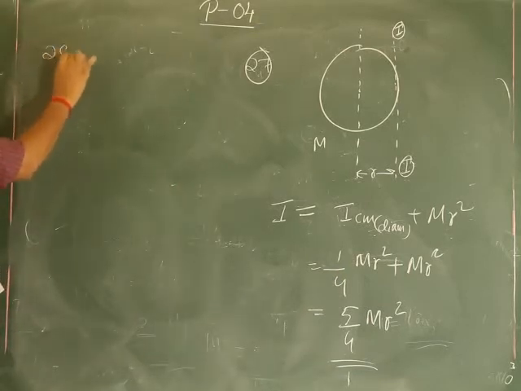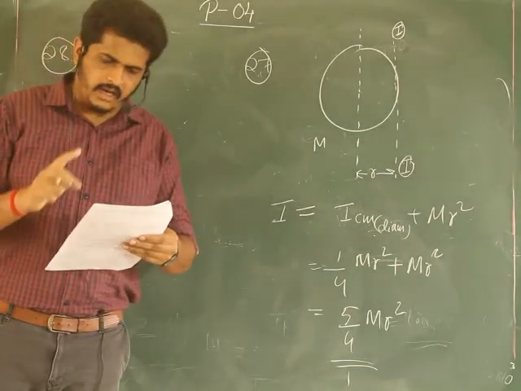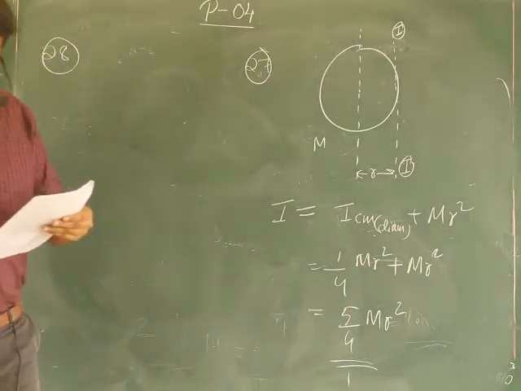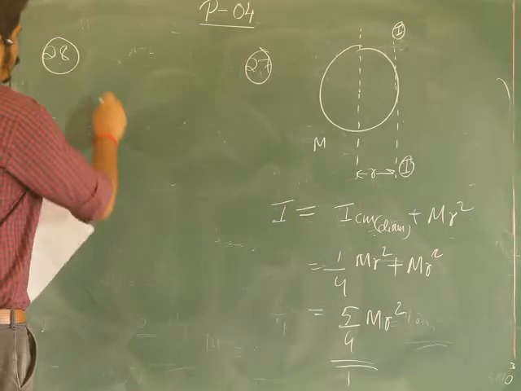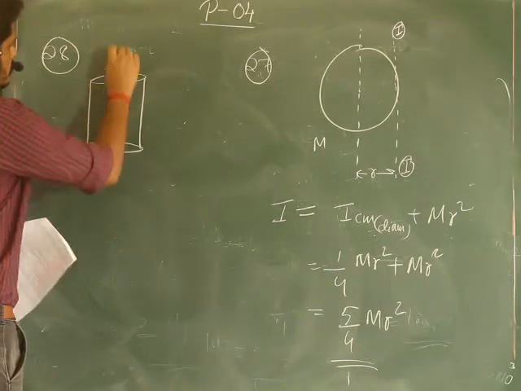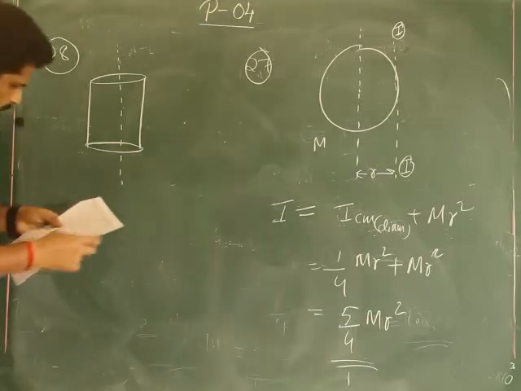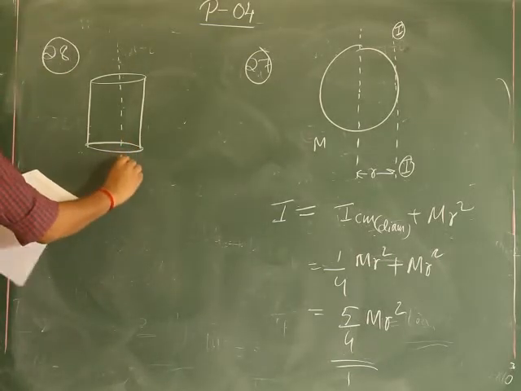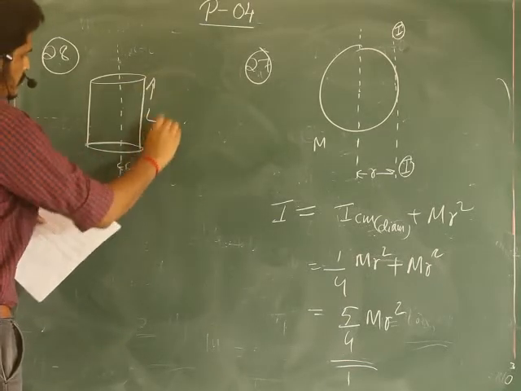Question number 28. The question is, a uniform cylinder has a radius r and length L. The moment of inertia of the cylinder about an axis passing through its center normal to the circular face. The cylinder is there like this. We are supposed to find the moment of inertia. The cylinder has radius r, and the length of this cylinder is L, like this.